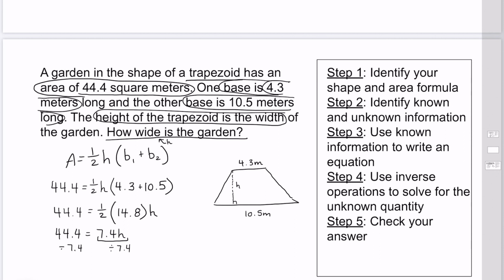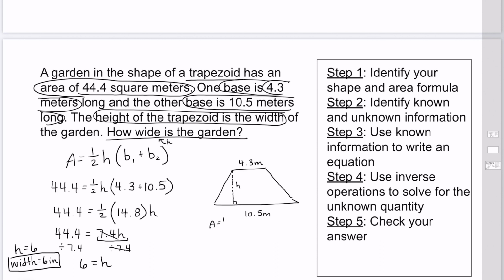Okay, so when I take 44 and 4/10 and divide it by 7 and 4/10, it gives me an answer of 6 equals H, our height. So we now know that the height is equal to 6, but specifically we wanted to know what the width was equal to. It's the same as the height. We know that from the problem. So our answer is that the width of the trapezoid is 6 inches.